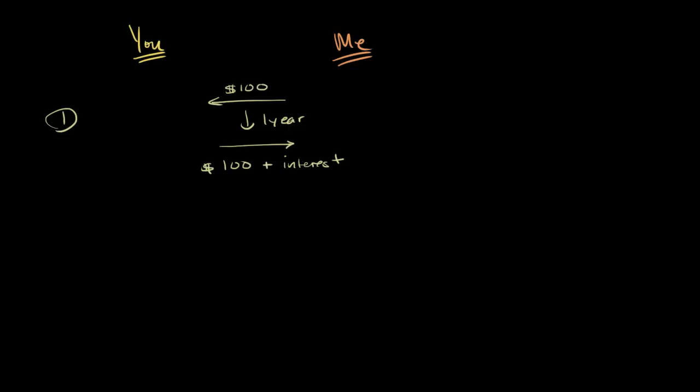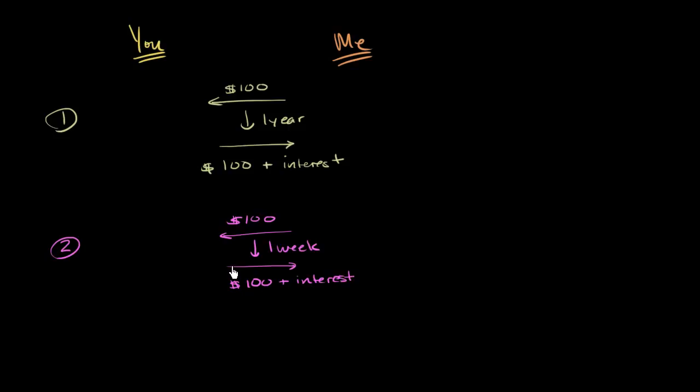Now, option number two is a little bit interesting. Option number two, let me write this in a different color. Option number two, I'm going to lend you $100. But instead of a year going by, I'm going to say that 1 week goes by, and you're going to owe me the $100 plus some interest.